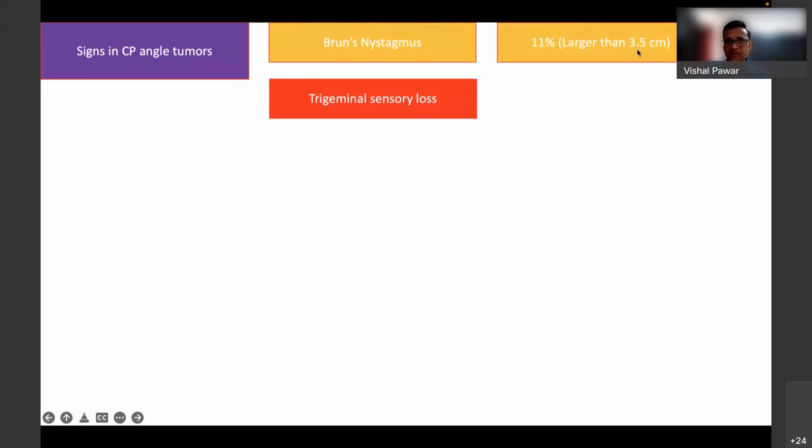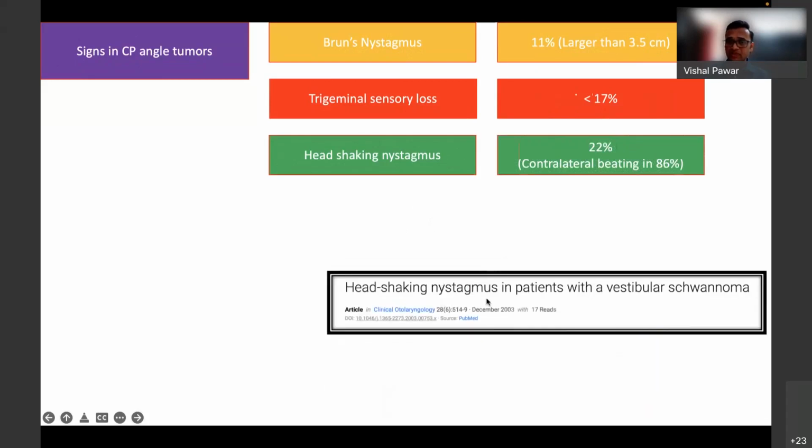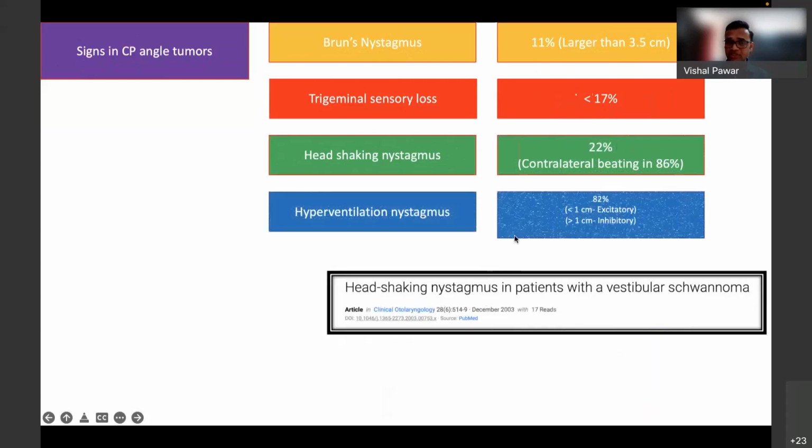3.5 centimeters. Trigeminal sensory loss is seen in less than 17% of patients when we check for sensory loss on the forehead. Head shaking nystagmus is seen in 22% of patients, but there is one sign which is very important and which is seen in 82% of patients, that is hyperventilation induced nystagmus, which is seen in 82%.